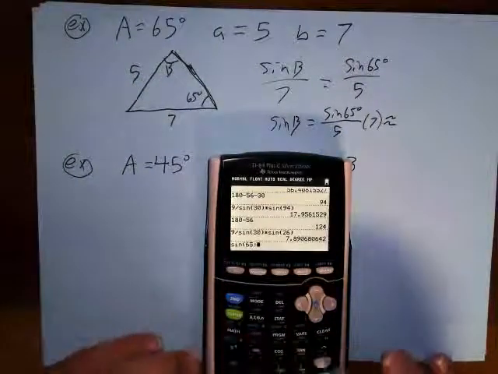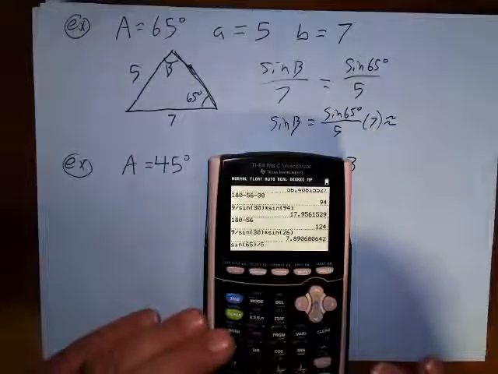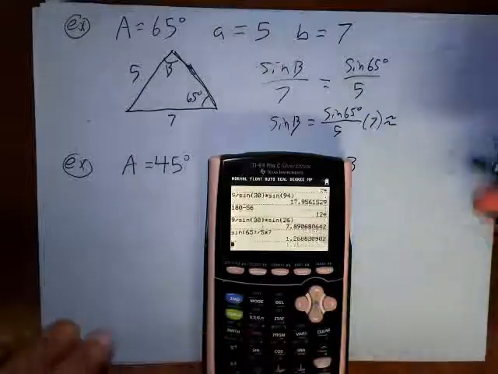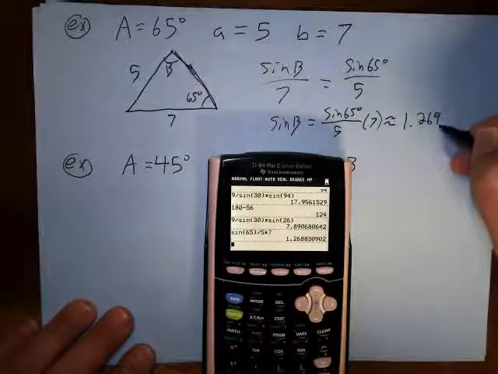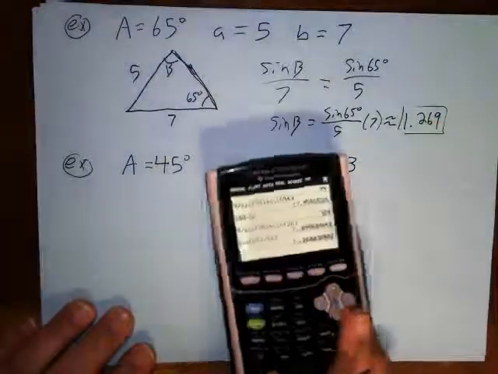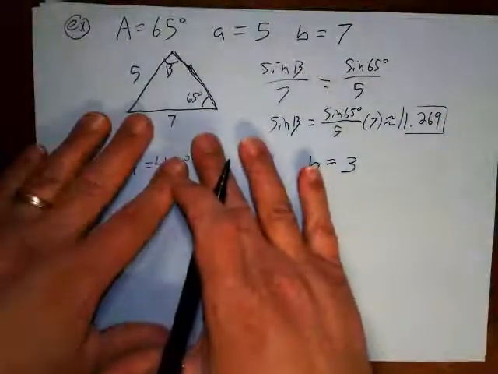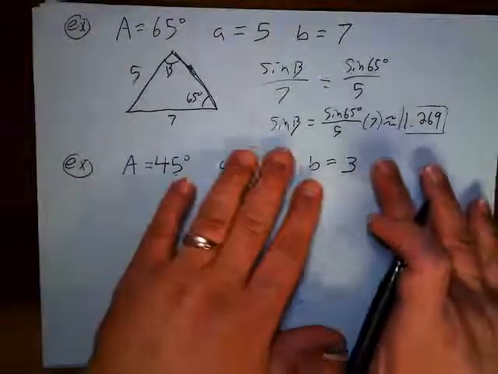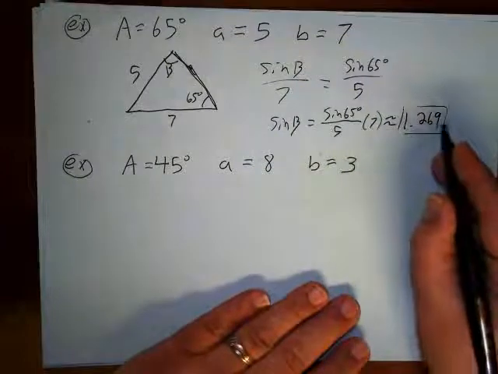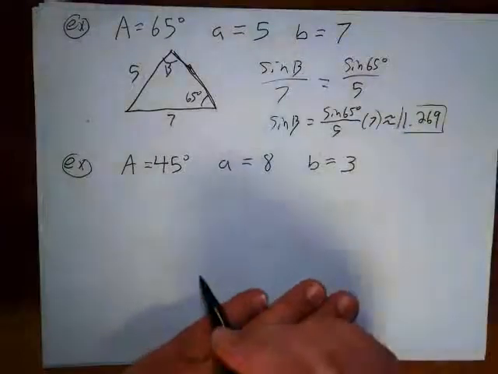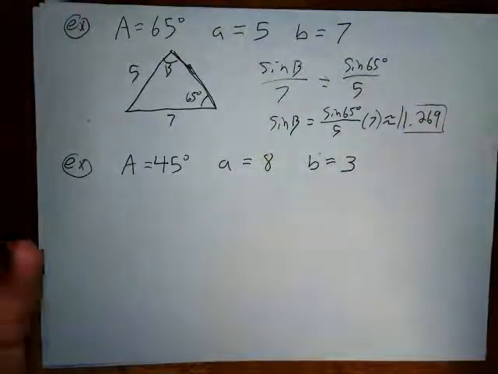Sine of 65 degrees divided by 5 times 7. And you see what I get here is 1.269 if I round to 3 decimal places. So I'm just trying this just like before, setting things up, and what I find here is I get that the sine of B is equal to something bigger than 1. That is not possible, right?